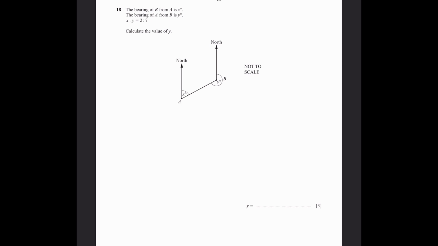Question 18. The bearing of B from A is x degrees. The bearing of A from B is y degrees. X is to y equals 2 is to 7. Calculate the value of y. So because these two lines are parallel, let's name this angle as Z. So x plus Z is equal to 180 degrees because they are parallel. The north lines are always parallel.